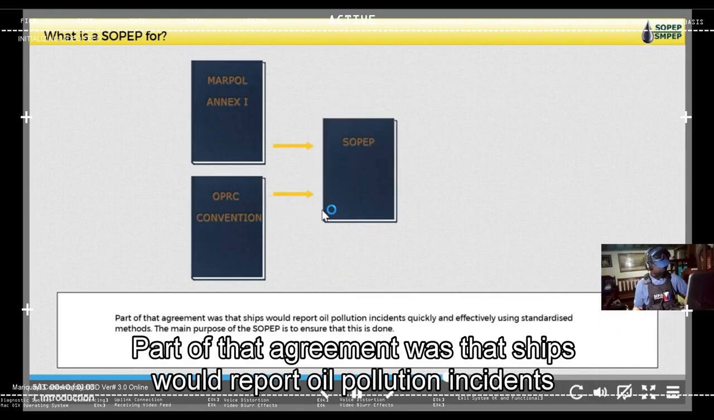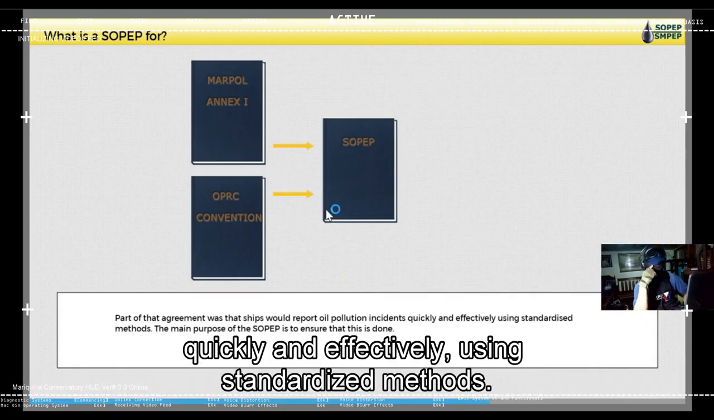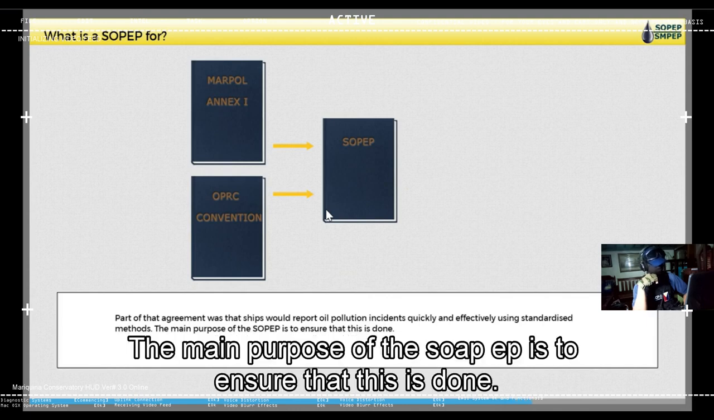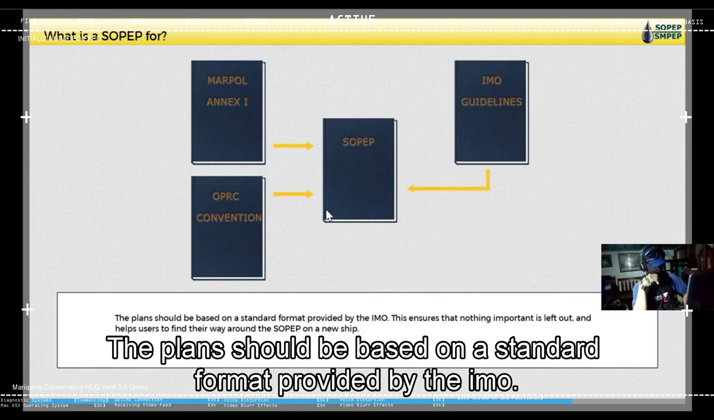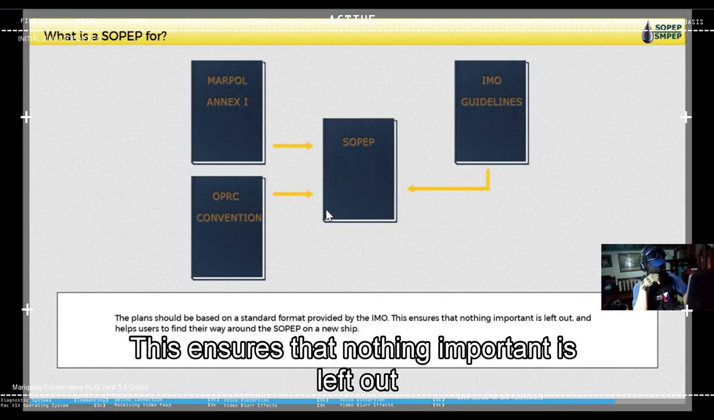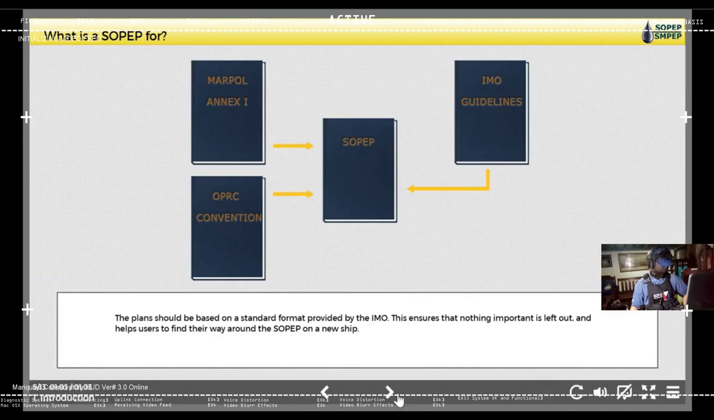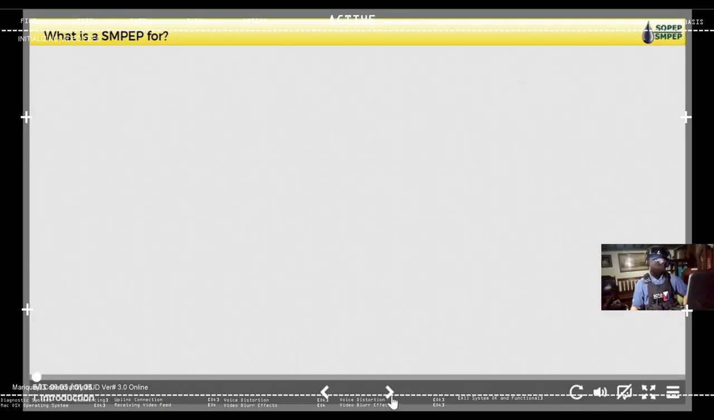Part of that agreement was that ships would report oil pollution incidents quickly and effectively using standardized methods. The main purpose of the SOPEP is to ensure that this is done. The plans should be based on a standard format provided by the IMO. This ensures that nothing important is left out and helps users to find their way around the SOPEP on a new ship. Okay, so that was interesting.